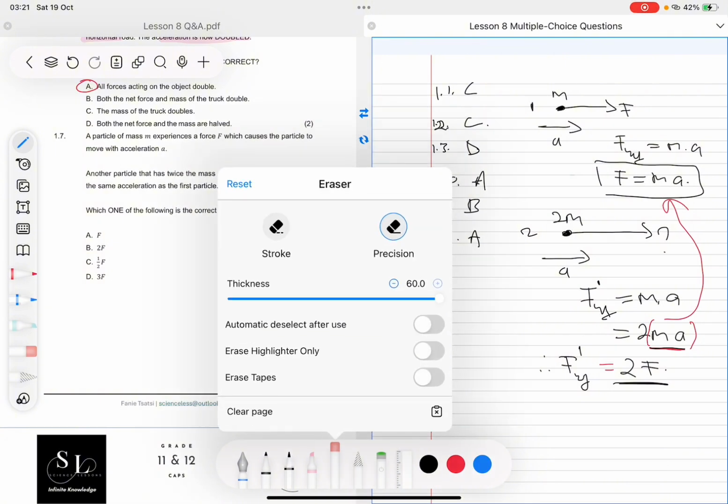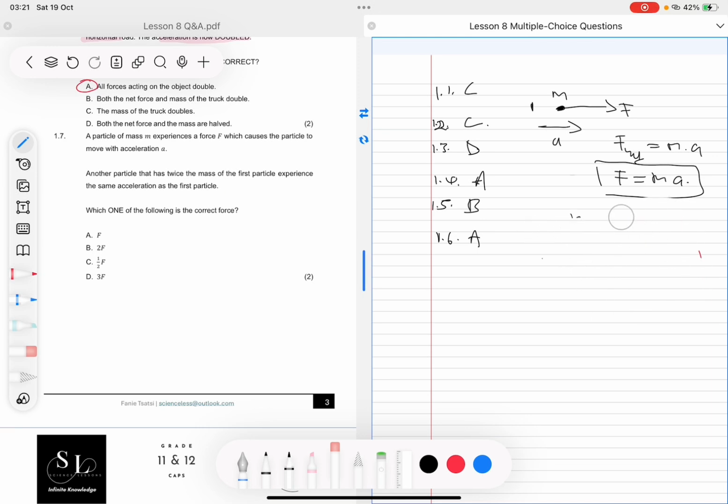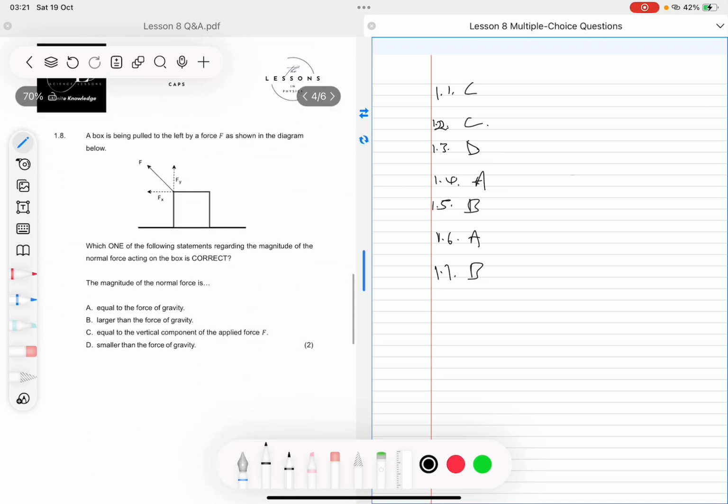So I'm going to erase here because we now got our answer. You know, the use of Newton's second law is very important in helping us to compare situations. Now we have 1.8, right?